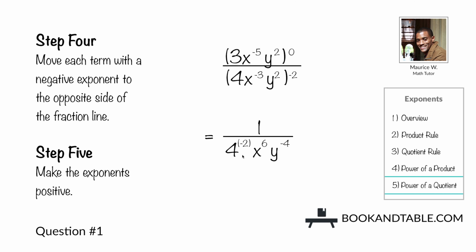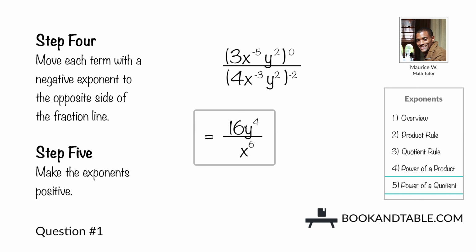So our last steps 4 and 5, we move each term with a negative exponent to the opposite side of the fraction line and make the exponents positive. So that moves 4 to the negative 2 to the numerator to give us 4 squared, and y to the negative 4 up to give us y to the 4th. 4 squared is 16. So the final answer to question number 1 is 16 y to the 4th divided by x to the 6th.